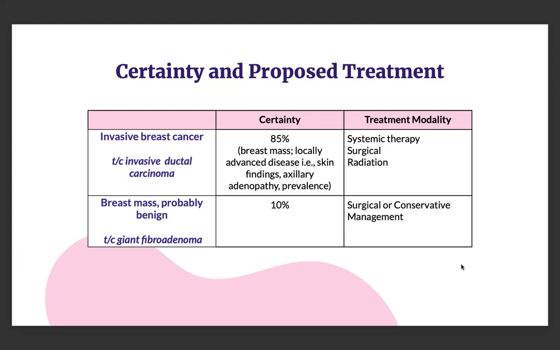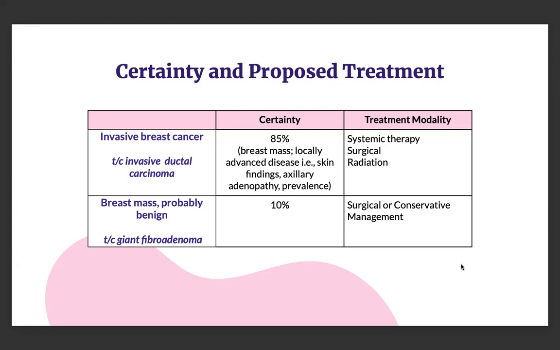Next is breast mass, probably benign. We only put 10% mainly because of the prevalence. It's usually seen in patients who are pregnant, lactating, or adolescent women, but it's somehow not that low, not 2% or 3%, because it can also present with ulcerations and bleeding, which was also reported by the patient. The treatment modality would be surgical or conservative management.